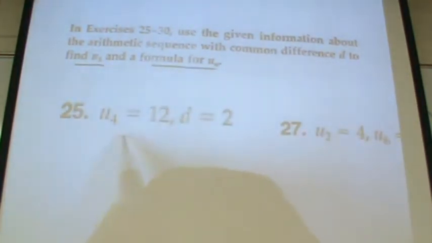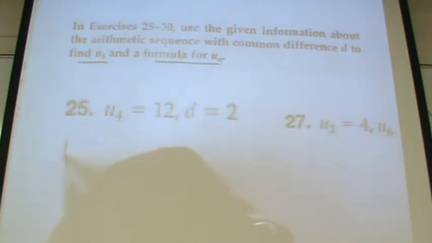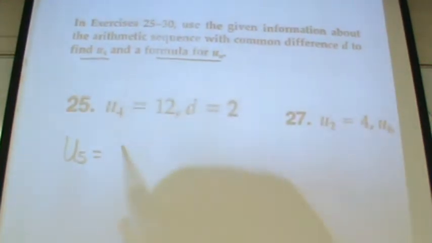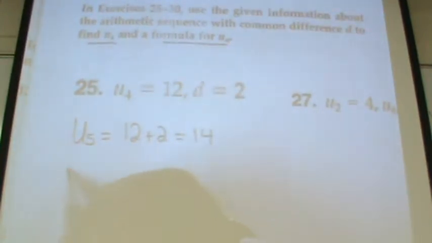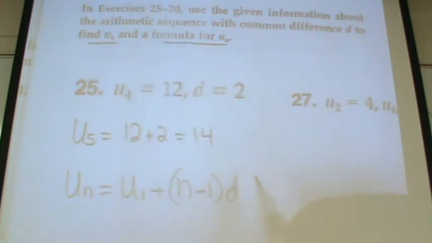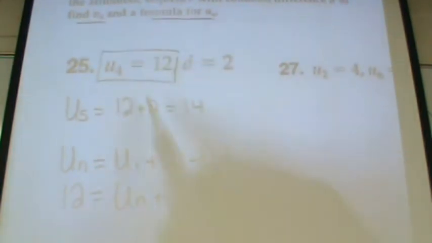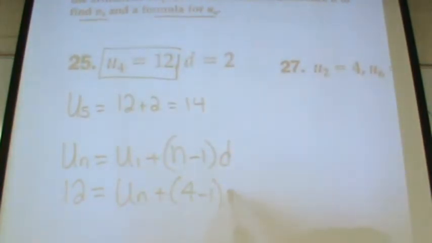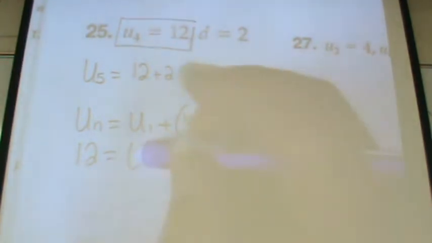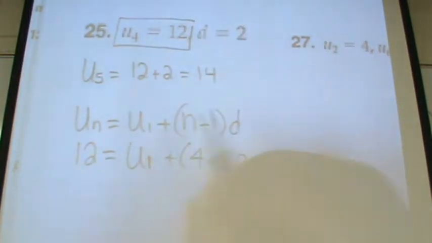So if you know the fourth term and you know it's going up by 2, the fifth term is very easy. You just add 2 to 12. So 12 plus 2 is 14. But to get a formula, you want u sub n is equal to first term plus n minus 1 times d. We don't know what the first term is, and that's our unknown here. But we do know that the fourth term is 12. So you're going to put a 12 here, our unknown, and then the fourth term, so 4 minus 1, and d is 2. So you're solving this, it should be a 1, my bad. It should be a 1.